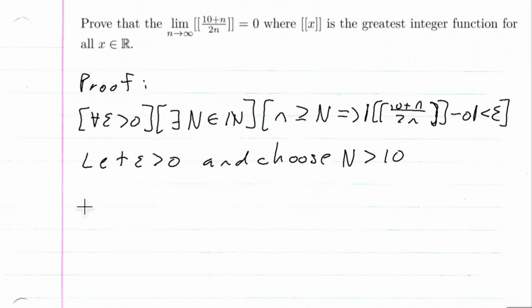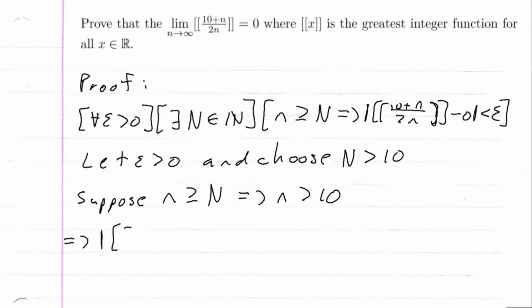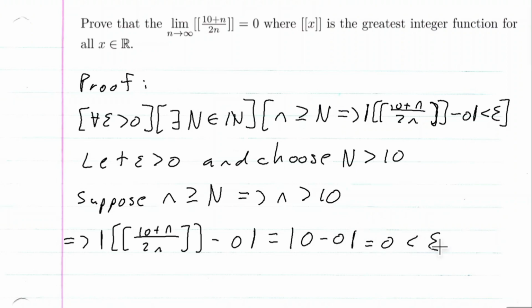Okay, so let's go ahead and suppose that little n is bigger than or equal to big N. This implies that n is bigger than 10. So this implies that the absolute value of the greatest integer of (10 + n) / 2n, minus 0, is equal to the absolute value of 0 minus 0, which is 0, which we know is less than epsilon.